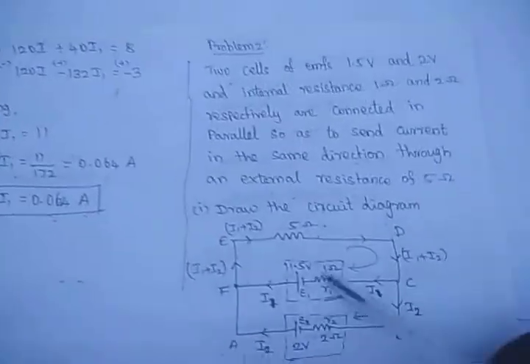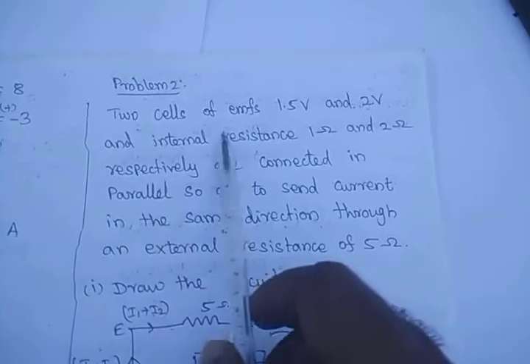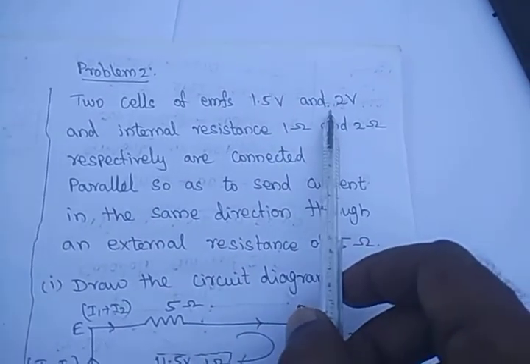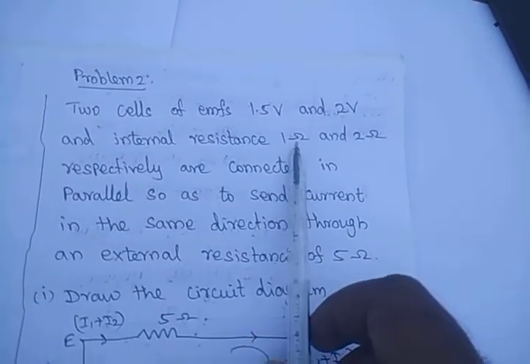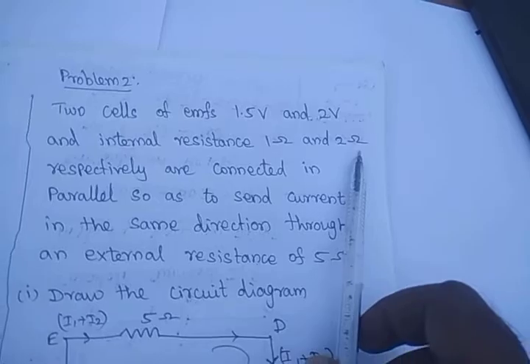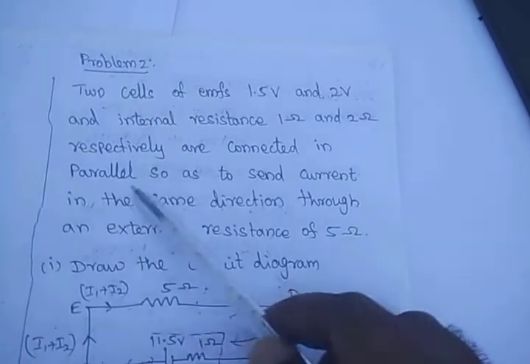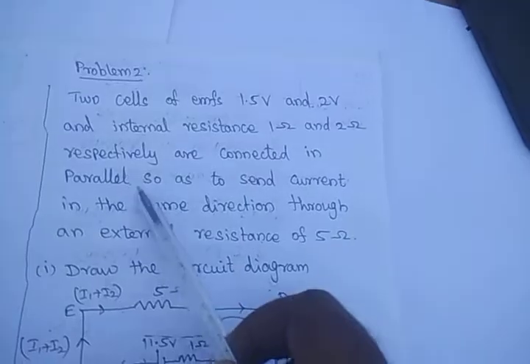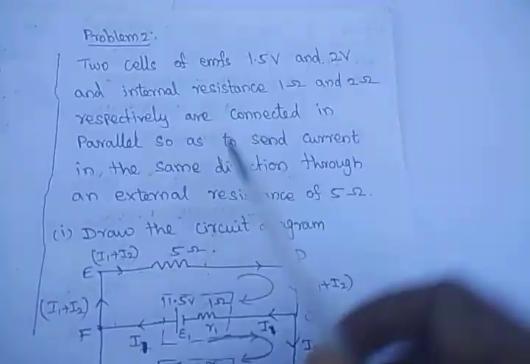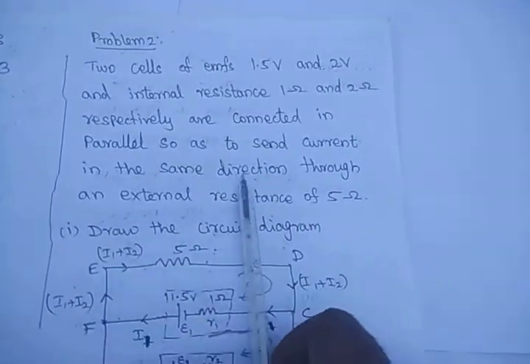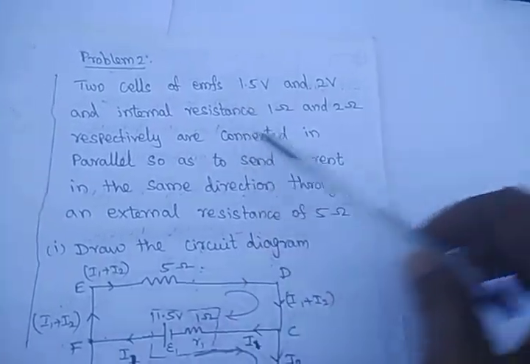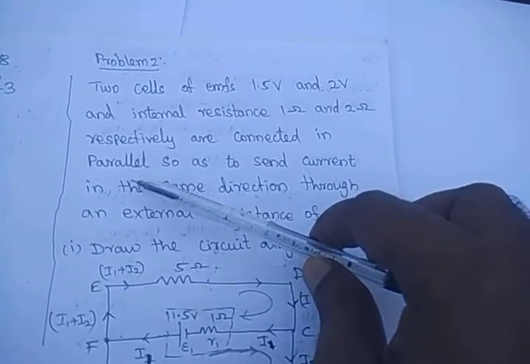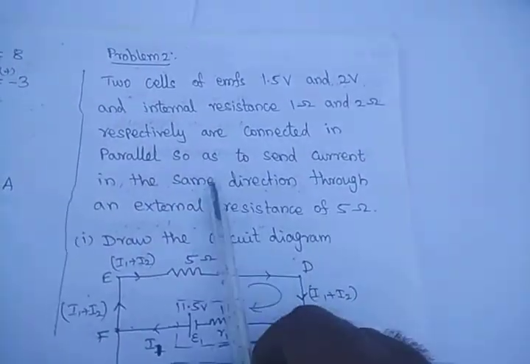So very simple, students. Again we will see another problem to understand the concept very clearly. Two cells of EMF 1.5 and 2 volt, with internal resistance 1 ohm and 2 ohm respectively, are connected in parallel so as to send the current in the same direction through the external resistance 5 ohm. So both the cells' current will be in the same direction and will flow through the 5 ohm resistor. That is given here.